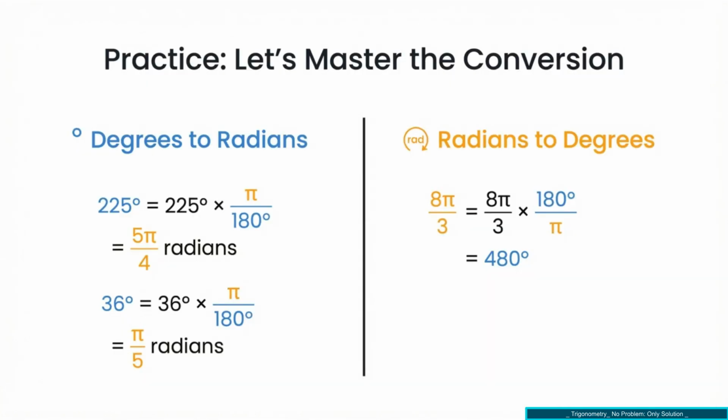Let's practice conversion. To convert 225 degrees to radians, multiply by pi over 180 to get 5 pi over 4 radians. To convert 8 pi over 3 radians to degrees, multiply by 180 over pi to get 480 degrees.